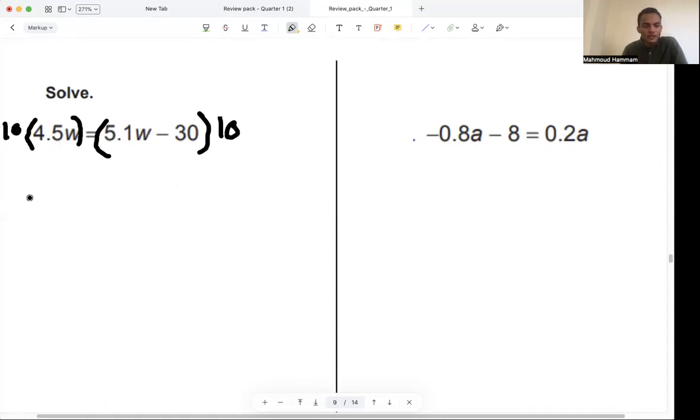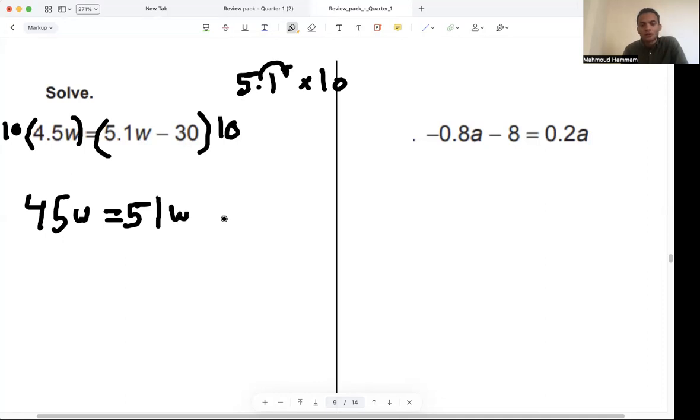Why? Because there is one decimal place after the point. So 10 times 4.5 is 45 W equals 10 times 5.1. What is 10 times 5.1? 10.1. Take care. How do we multiply? 5.1 times 10, this decimal will move one step to the right. So it will become 51 W minus 30 times 10. 30 times 10 equals 300. Very good.